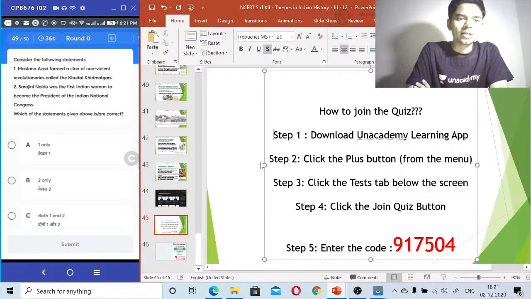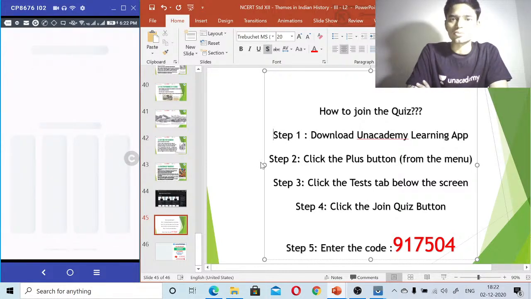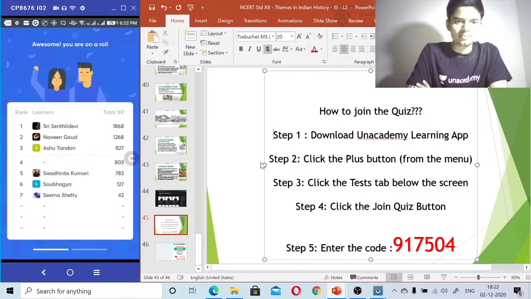Question number 49. Consider the following statements. One, Maulana Azad formed a clan of non-violent revolutionaries called Khudai Khidmatgars. Two, Sarojini Naidu was the first Indian woman to become the president of Indian National Congress. Choose the correct answer. Very easy question. Khudai Khidmatgars, also known as the Red Shirts, were actually not made by Maulana Abdul Kalam Azad. It was brought in by Frontier Gandhi, Khan Abdul Ghaffar Khan. Sarojini Naidu was the first Indian woman to become president of Indian National Congress. That is true.